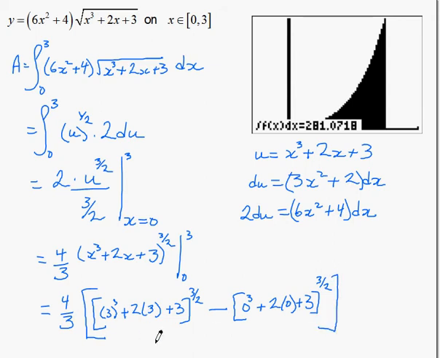Close the big bracket, and working that out, we get 4 over 3 multiplied by the first bracket, which gives us 216. The second bracket, 0, 0, and 3, so that's 3 to the 3 over 2. And multiplying all that together gives us 281.071797, which is the answer that we can get from the calculator.